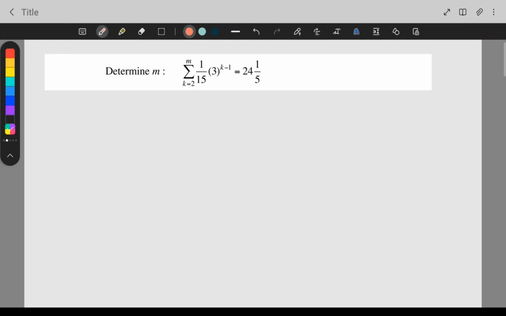Okay, let's look at the next example. Determine M. So here the sigma notation is equal to a number. It means I'm going to work backwards and I'm going to solve for this letter, which is M on top there. I want to know how many terms will add up to 24 and a fifth. That's actually the question. Let's write down the steps again.